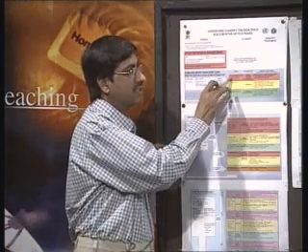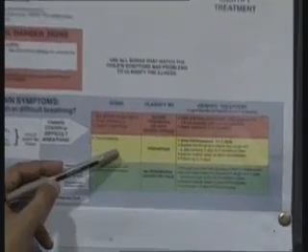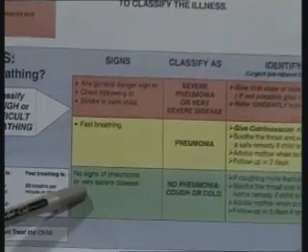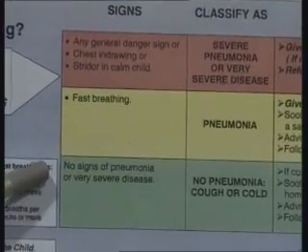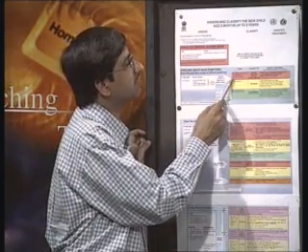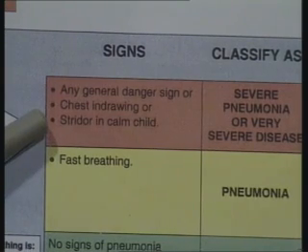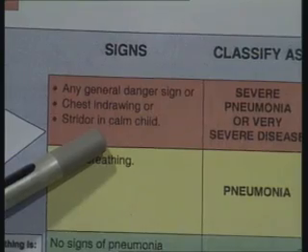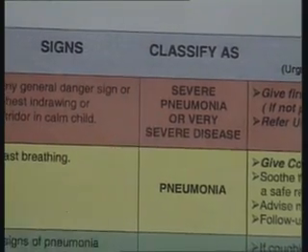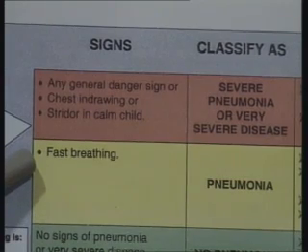Now, red means the child requires an urgent referral to the hospital. The yellow boxes mean that a child requires treatment with some antibiotics which the mother can give at home. The green box means a classification for which the mother can use home based remedies. So, going for the classification now, if you see on the top row, any general danger sign or chest indrawing or stridor in a calm child places the child into the classification of severe pneumonia or very severe disease. For a child who does not have any general danger sign, chest indrawing or stridor, we go to the next sign, fast breathing.